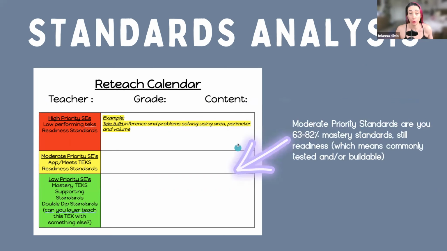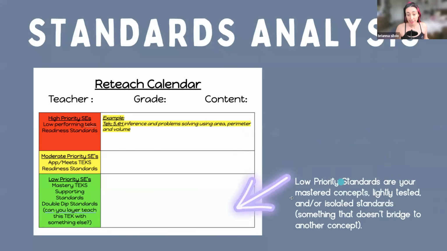So let's talk about moderate priority standards. Moderate priority standards for my classroom is a 63 to an 82% mastery standard. They're still important. They're still what we call readiness. Readiness is just a fancy way for highly tested or foundational, buildable, which means commonly tested, right? So these are my standards where they might be performing okay overall. I might have a small group of students that are not really meeting that expectation, but it's not necessarily a whole group reteach. It's not a, we have to do this activity on this thing because we're all not getting it. This might be more of a small group situation.